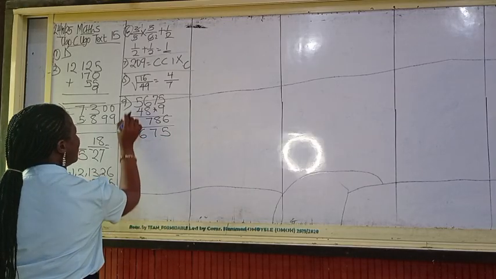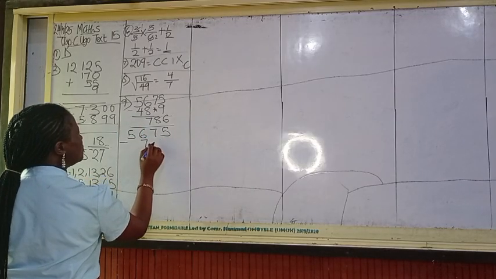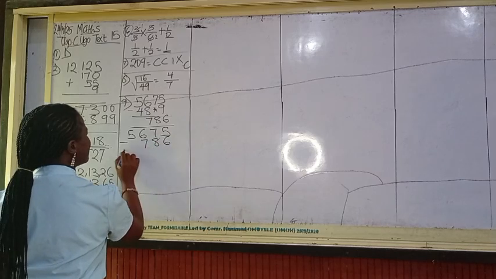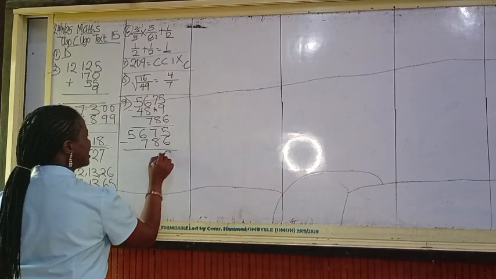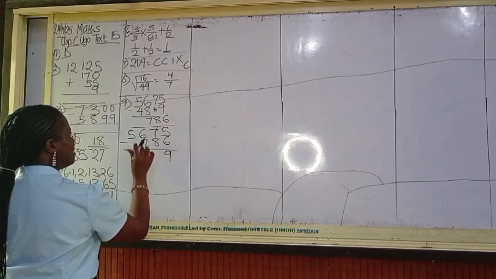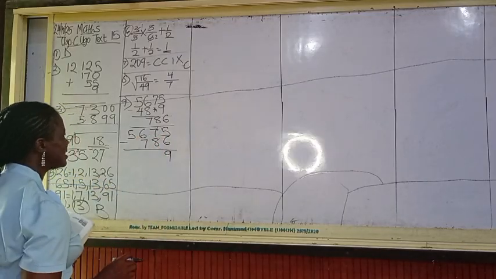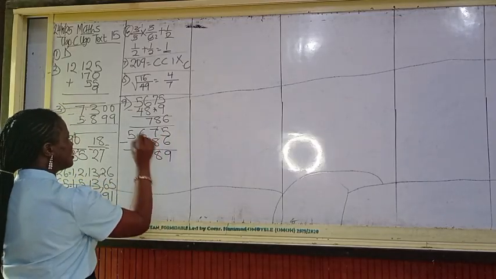5675 minus 786. Let's take one, borrow here, 15. 6 away from 15, that is 9. We have 6 left. Take 1, that is 16. 8 away from 16, that is 8.